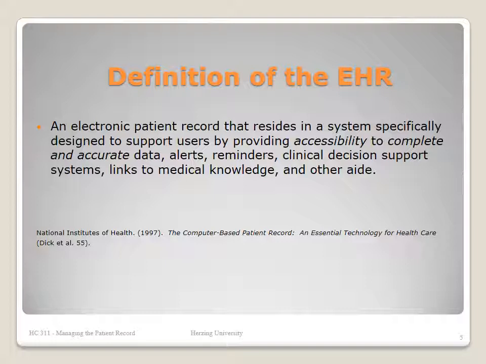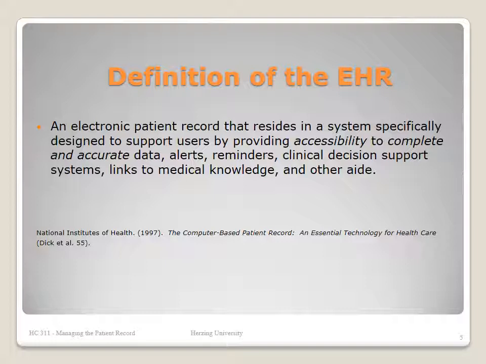Slide number 5 lists the most formal definition of an electronic health record to date. It was determined by the National Institutes of Health during a study they did in their report on computer-based patient records. The definition on the slide has the word accessible italicized to bring out the meaning of the definition.